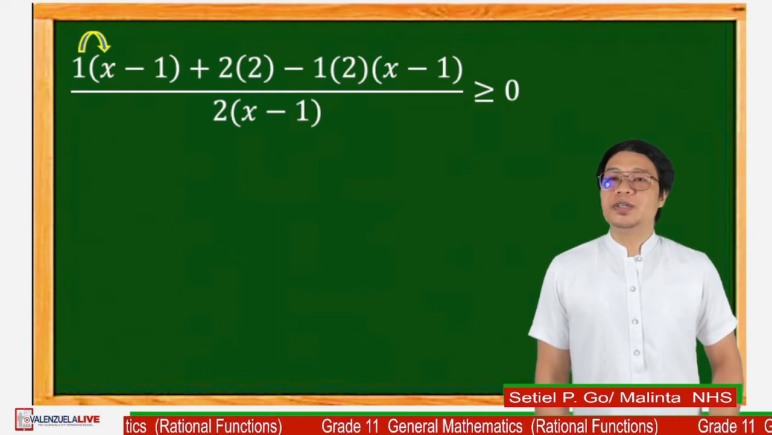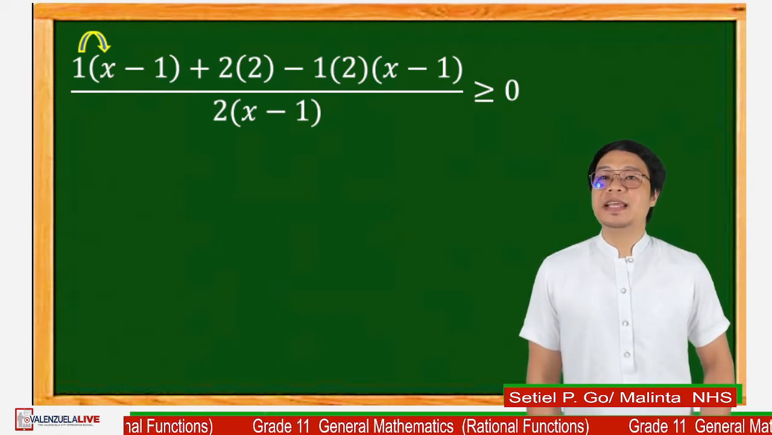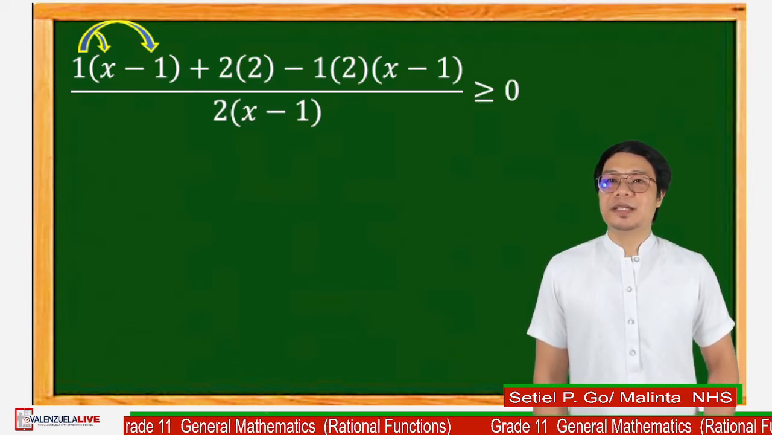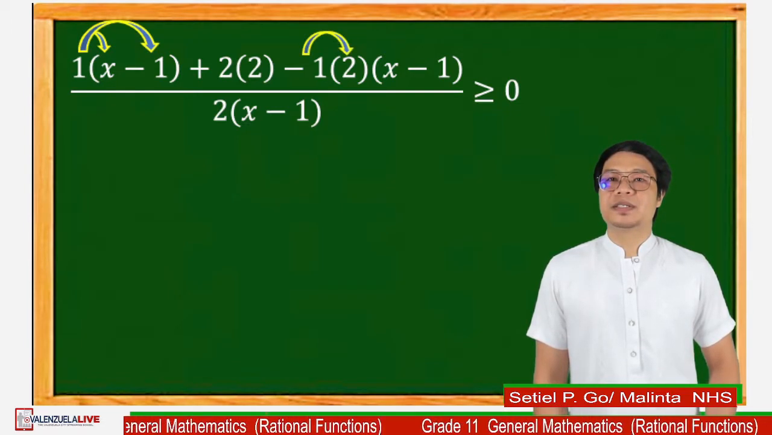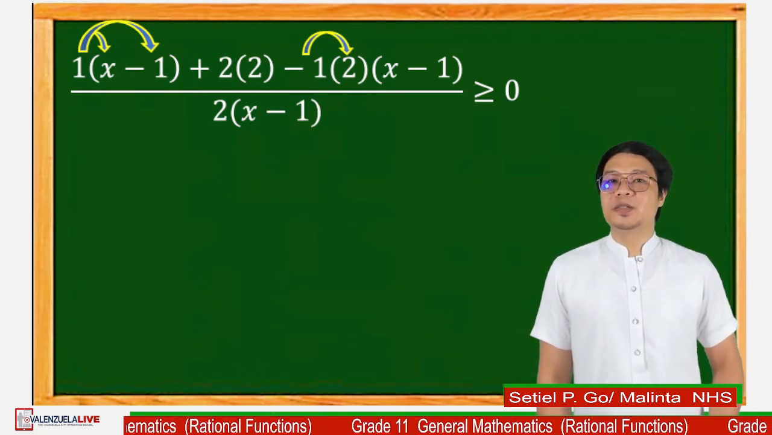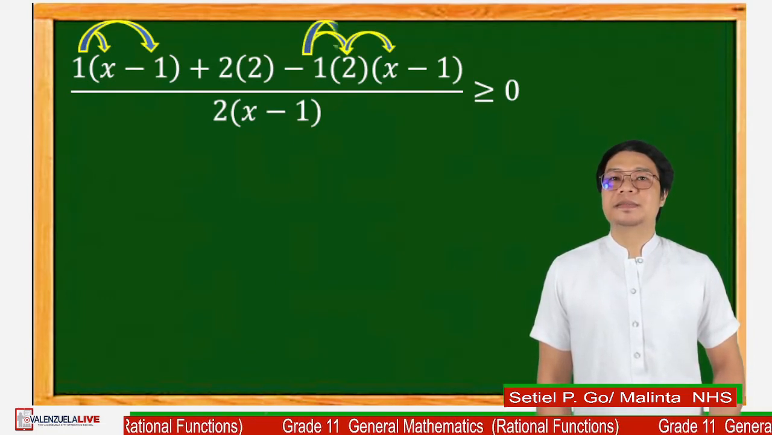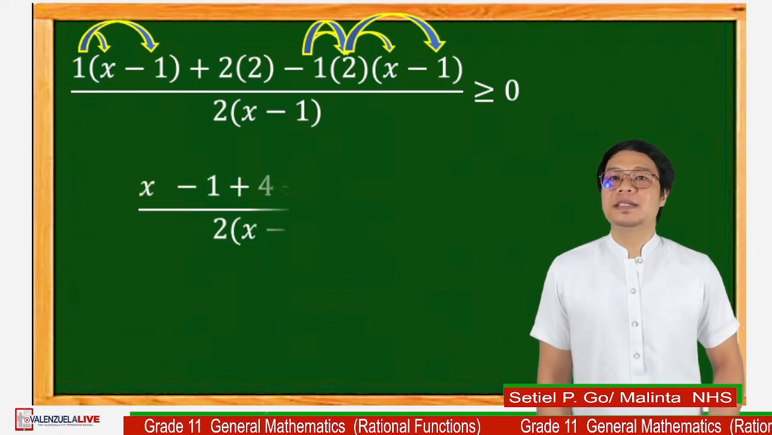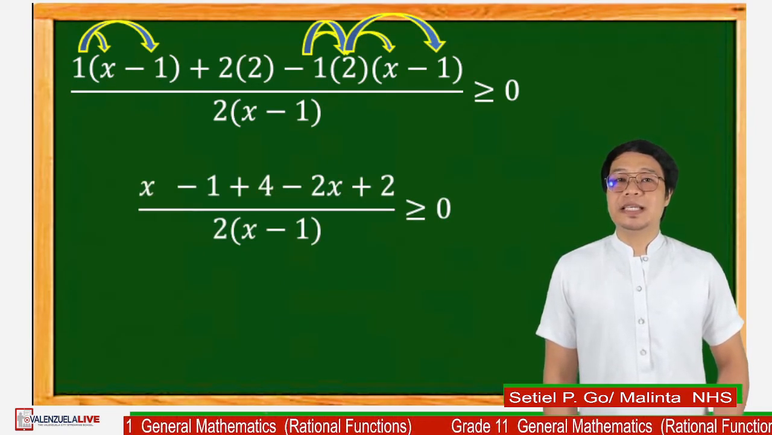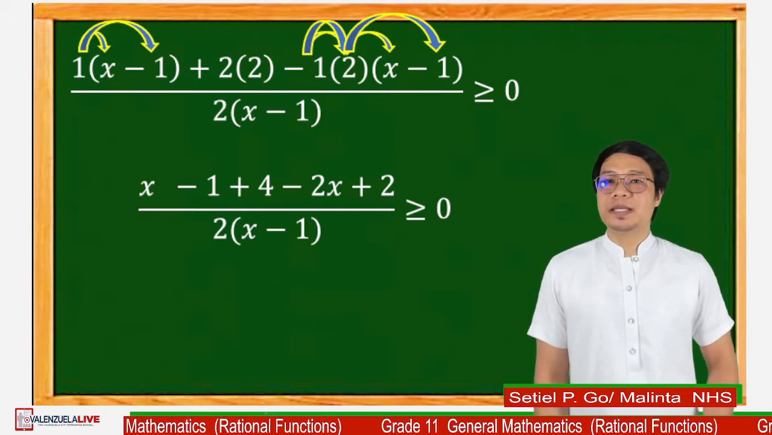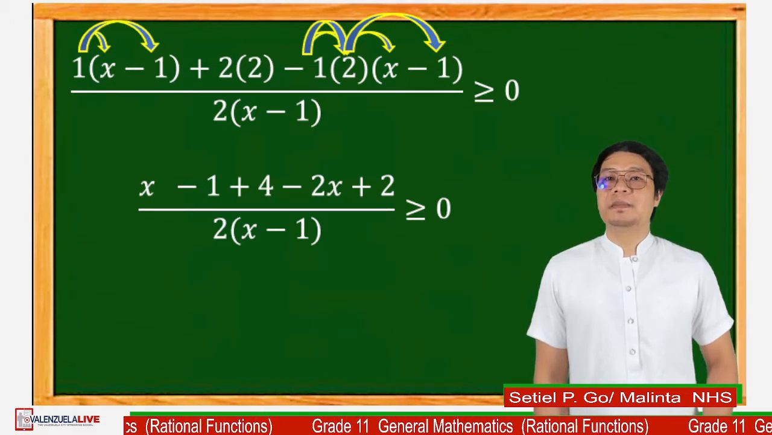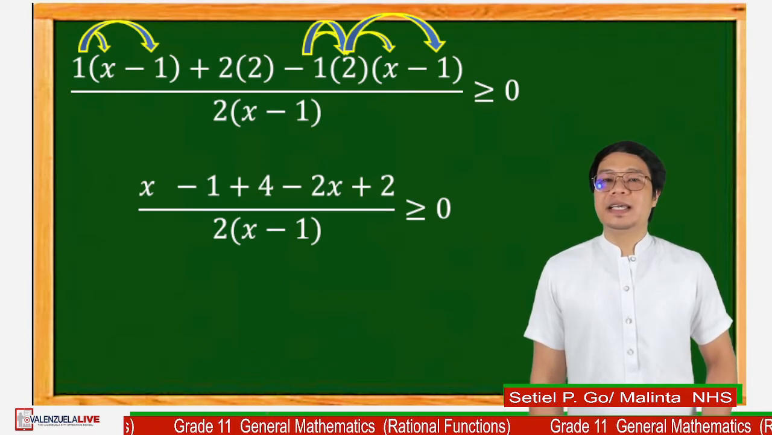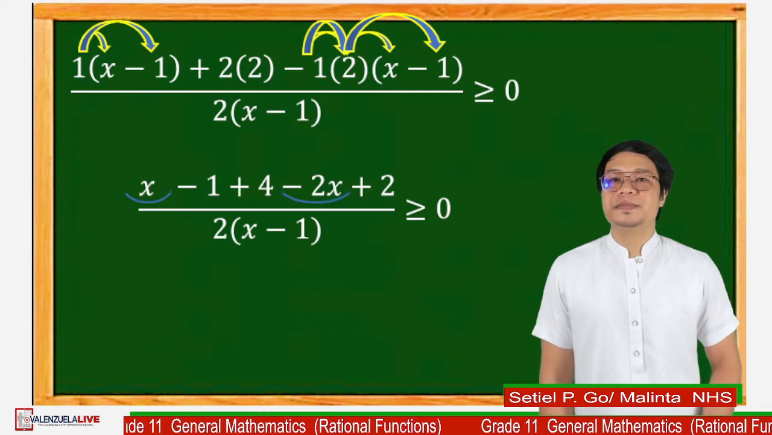So as you can see, you are going to distribute everything on the numerator. So we have 1 times (x minus 1) plus 2 times 2, minus 1 times 2 times x, then 1 times 2 times x times -1. So the resulting rational inequality will have (x minus 1) plus 4 minus 2x plus 2, all over 2 times the quantity (x minus 1), is greater than or equal to 0.